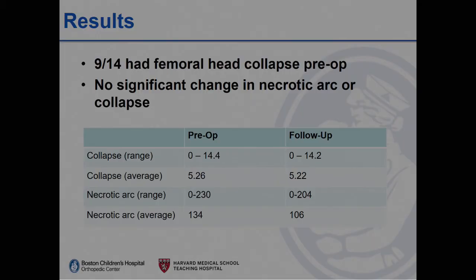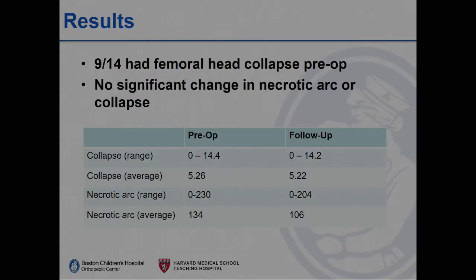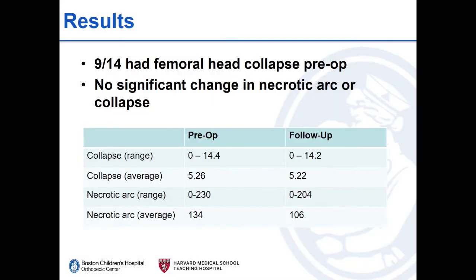Now, in this group, a lot of patients already had some collapse. So this is an adolescent group. Again, we don't have very good options. So that's important to note. In terms of the necrotic angle, a lot of them had fairly large necrotic angle. And when we looked at follow-up, the size of the lesion or the amount of collapse did not get worse, it did not get better as well.